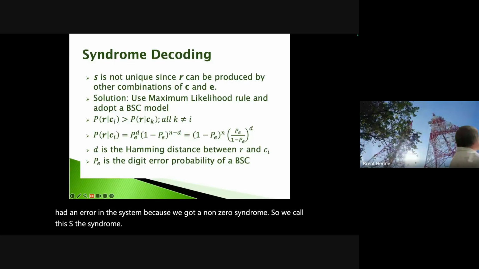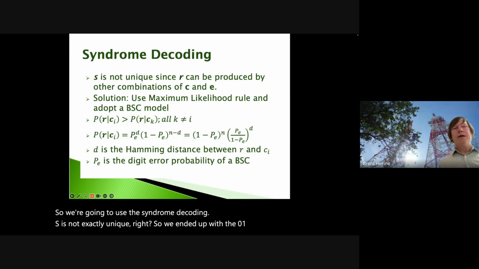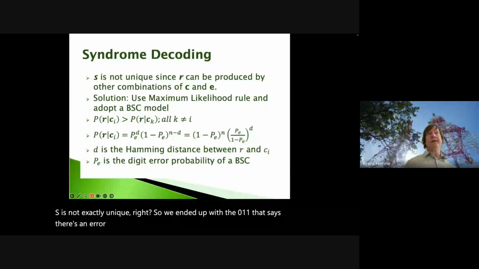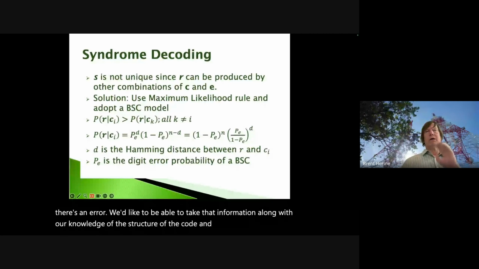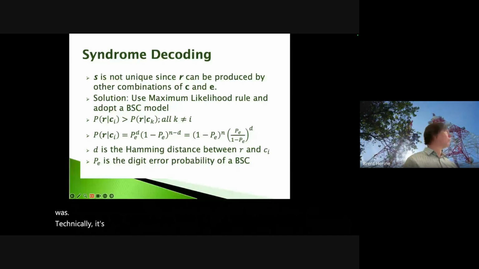So we're going to use syndrome decoding. S is not exactly unique. We ended up with the 011 that says there's an error. We'd like to take that information along with our knowledge of the structure of the code and figure out where that error was. Well, technically it's not unique, so we're going to figure out how we can make use of it.